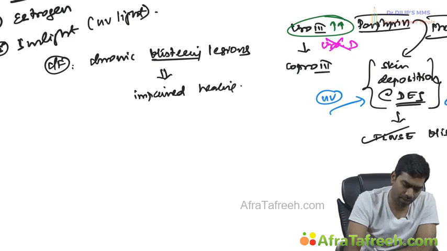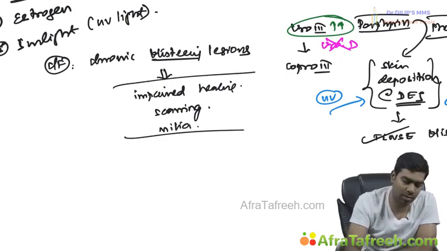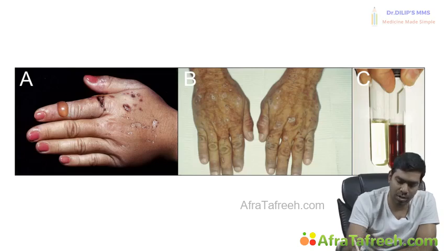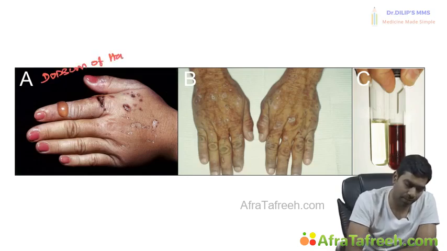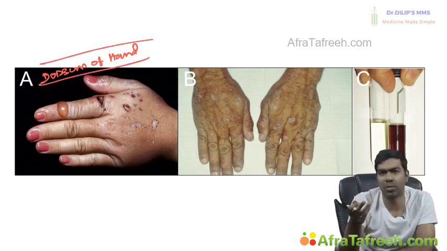They can also result in impaired healing. Because of that, they can result in scarring as well as milia formation. All these things are absolutely possible. And where do you develop all these changes? You can see in this image, very classically common in the dorsum of the hand, typically in the sun exposed areas.